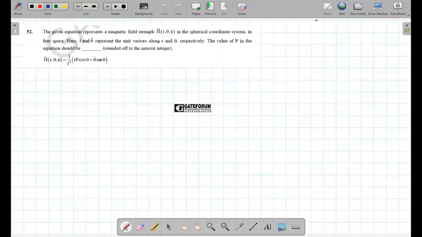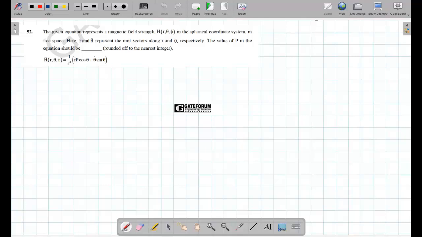Now this is a question related to divergence. We need to find out the value of P and we have to make use of divergence here. So it is a vector calculus part that comes into the picture here. So let's see how we can solve this question.